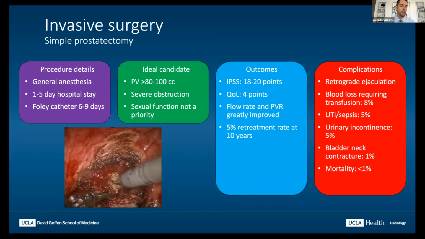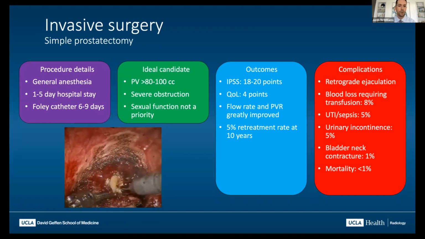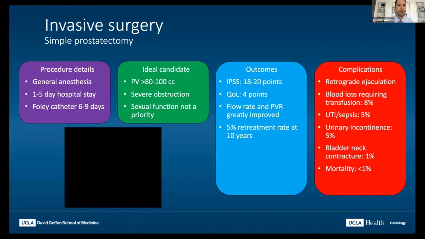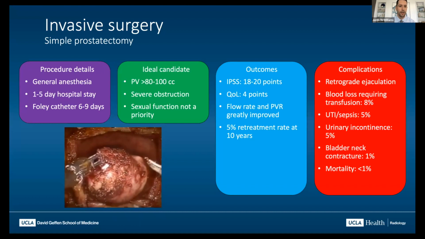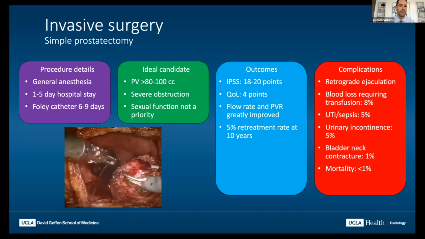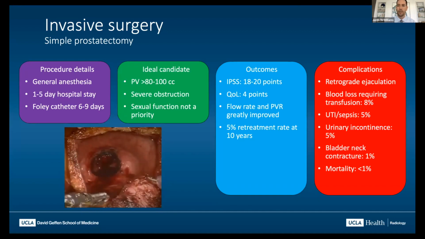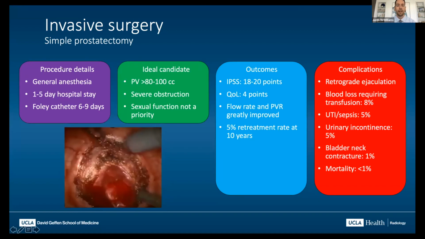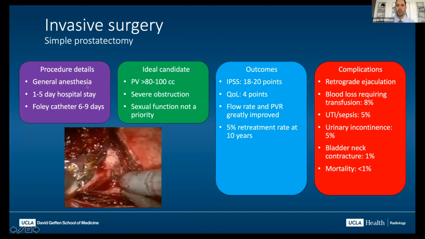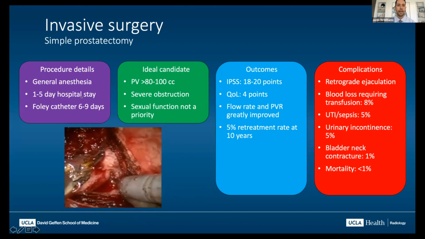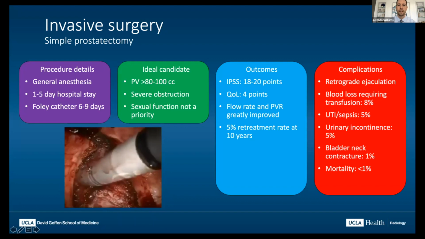But essentially, they do a surgery to remove the adenoma, basically the entire central portion of the prostate gland. And as you can imagine, they are taking that big adenoma right out of there. And what's left is a giant channel for urine to empty out of the bladder. So as you might imagine, it's very effective, but downsides even more than TURP. General anesthesia, multiple day hospital stay, Foley catheter, sometimes for a couple of weeks.